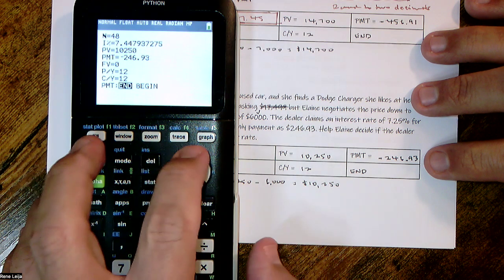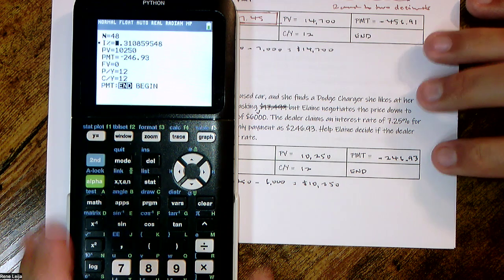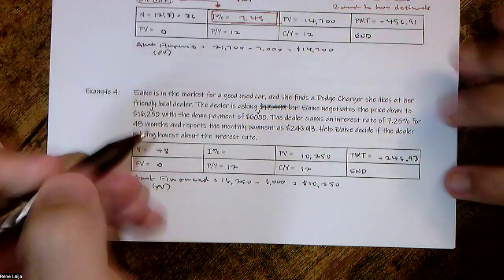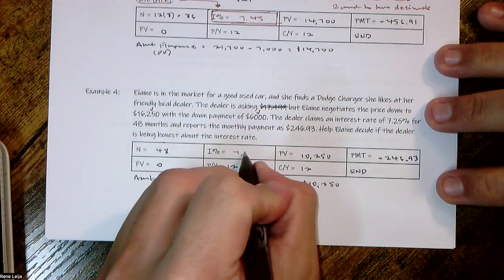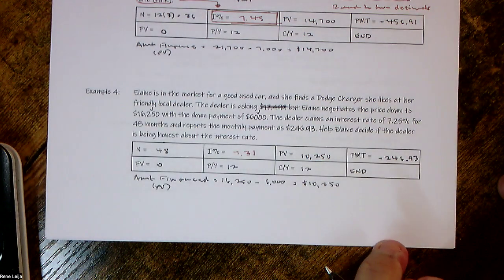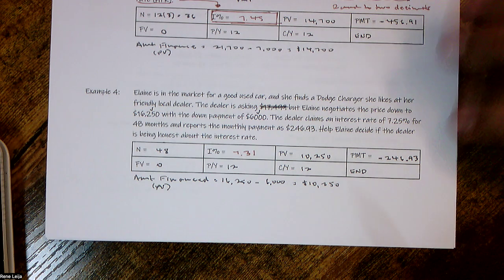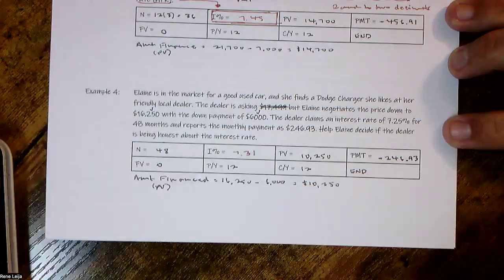So we're going to arrow back up to our interest rate. And then we're going to press alpha enter. And we get 7.31. Okay. So is the dealer being honest about the interest rate? The dealer claims an interest rate of 7.25%, but really it's 7.31.